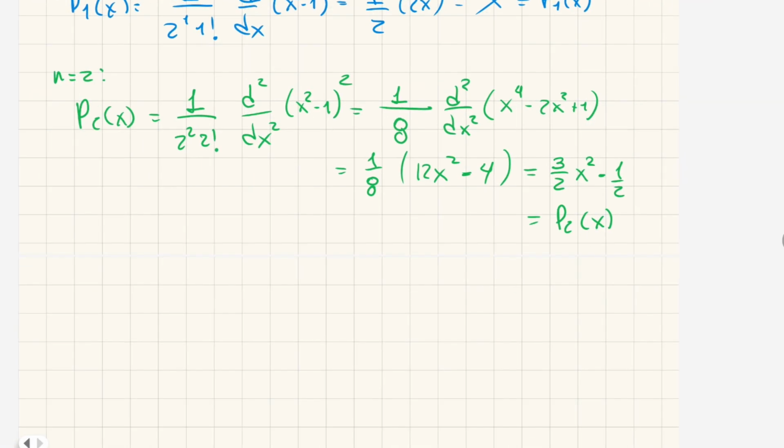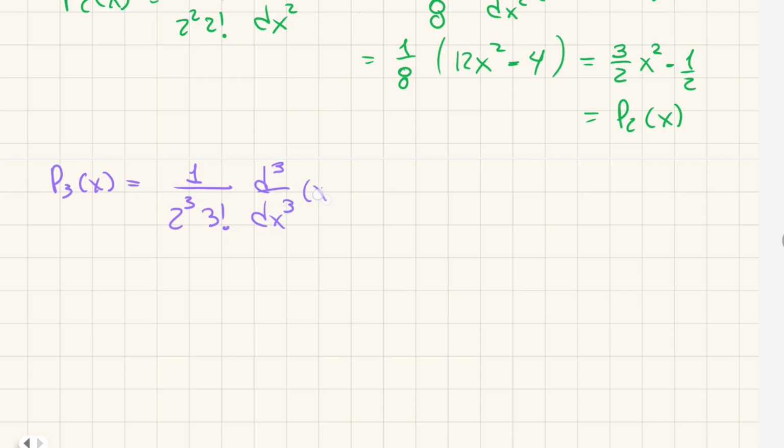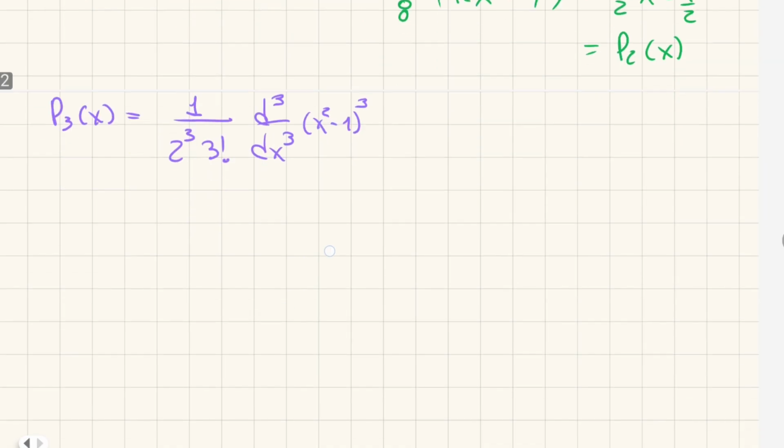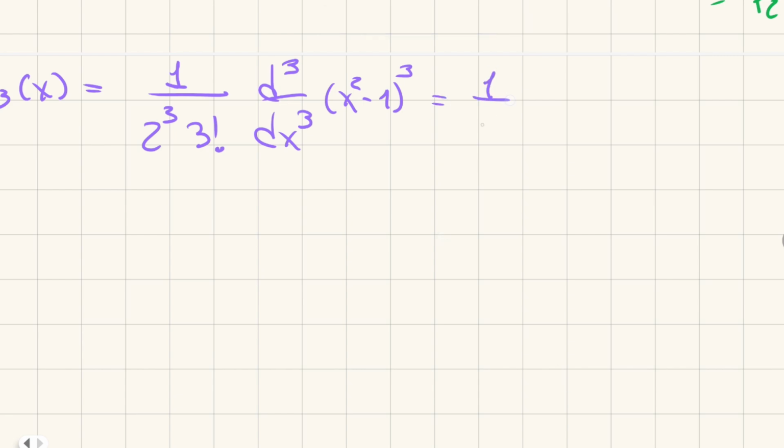Perfect, so we are going with the last one. It will be P sub 3 of x. So this is going to be 1 divided by 2 to the 3rd power, 3 factorial, and then the third derivative with respect to x of x squared minus 1 to the 3rd power. Okay. Yep, so this is going to be 1 divided by 8 and then times 6.